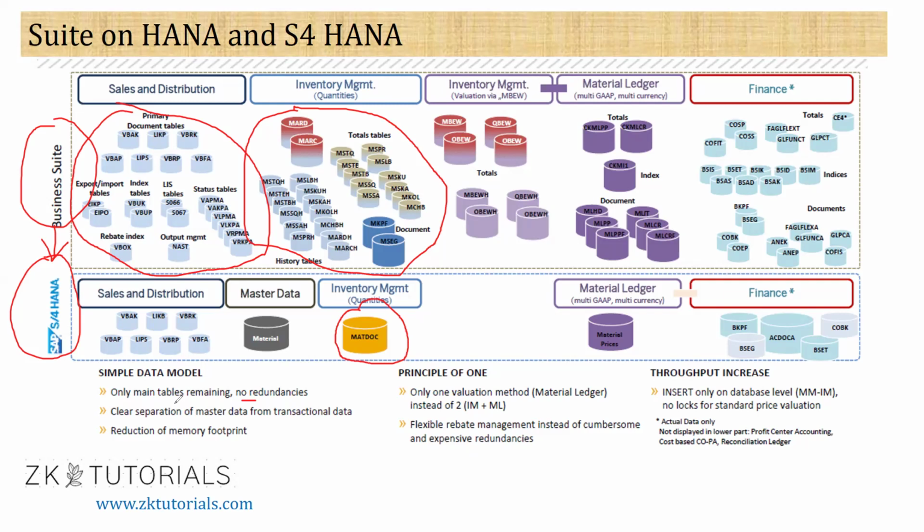They are just keeping main tables like VBAK, VBAP, all those tables they are keeping, but some of these tables they are removing permanently. Now, clear separation of master data from transactional data, reduction of memory footprint. So basically, the main motto of the simplified data model is to reduce the amount of memory which the system takes to store the data model, and this is definitely possible with the help of column store.